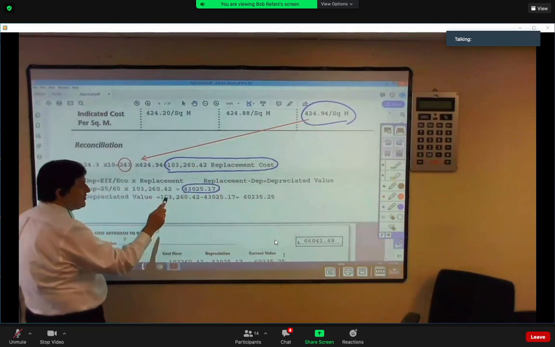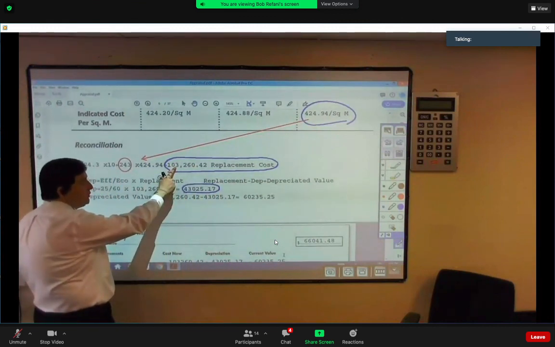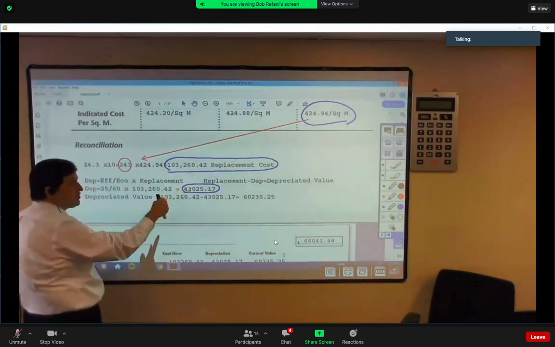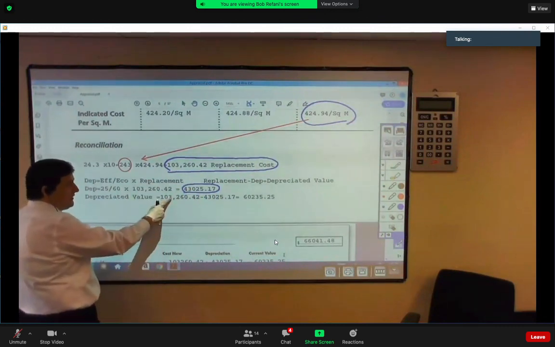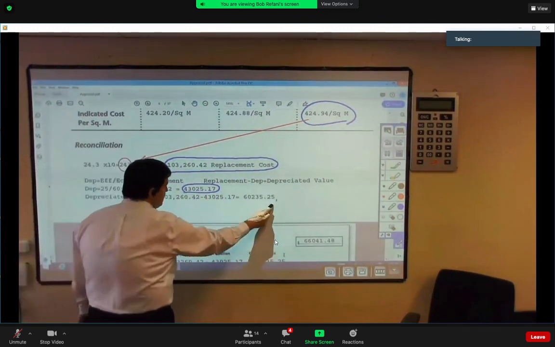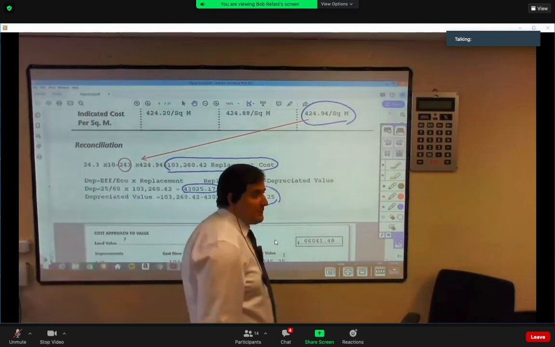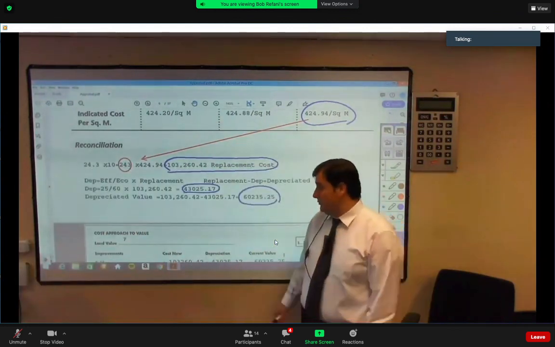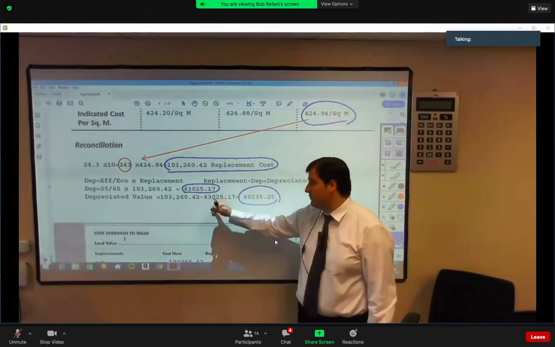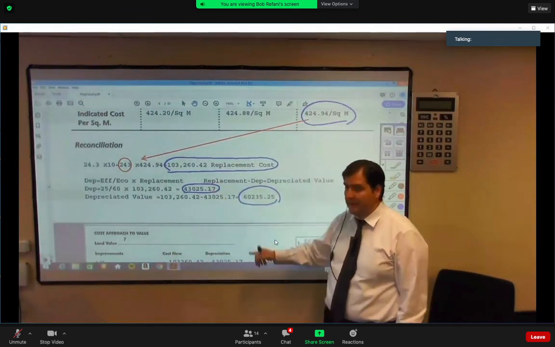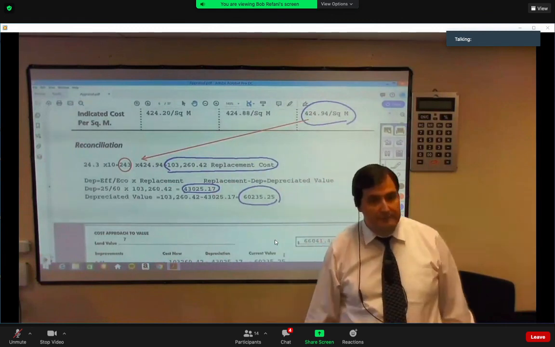So although it's going to cost me $103,000 to build brand new, $43,000 is gone, destroyed. So $103,000 minus $43,000, this is what's left. It's going to cost me $103,000 to build it brand new, but $43,000 is gone. So this is what's left. $60,000 is left.